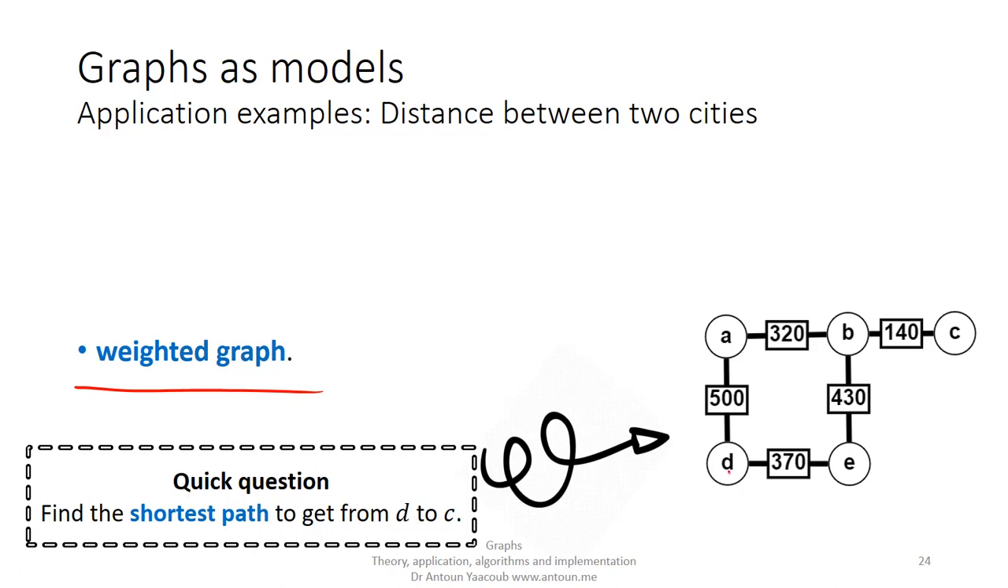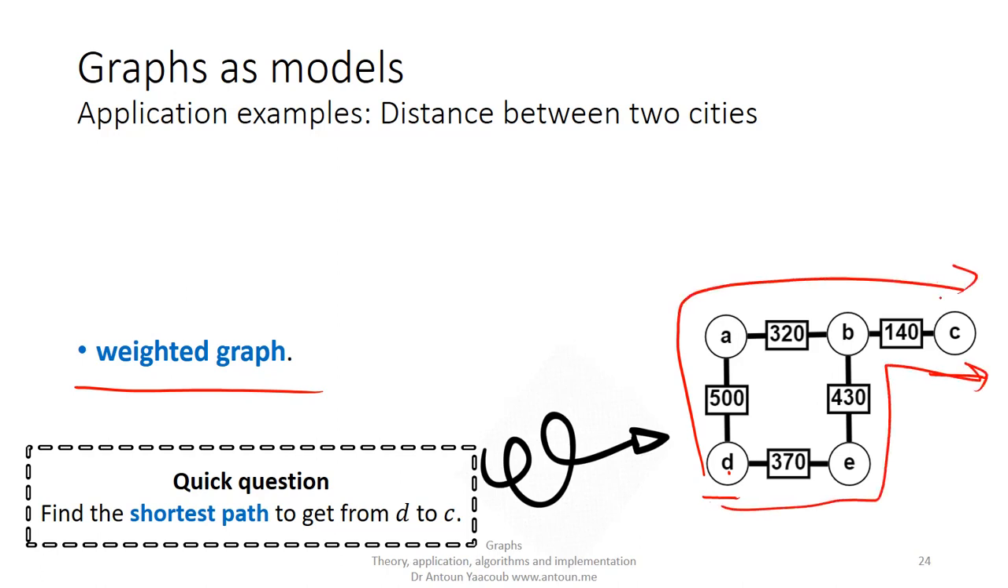So if I want to go from D to C, this is D and this is C, I have two choices: either take the road DABC or take DEBC. So I have two choices and I need to pick the shortest one. Shortest means the shortest in terms of distance.